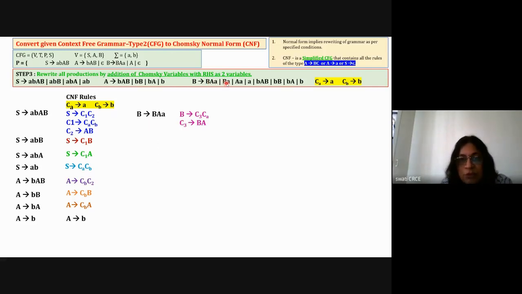Now take the next rule. B is equal to capital BA. So for capital BA, we can write it as capital BCA. So this was easy. Capital A, small a, this is also easy. B is equal to capital A, CA. Okay. Now B is equal to A. It is already in Chomsky form as per the second condition. So take it as it is.